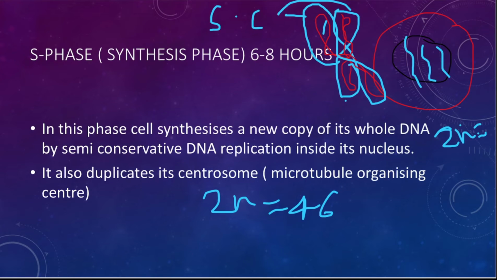You can see both the chromatids are joined together at the centromere or kinetochore. They are not separate chromosomes. They are sister chromatids in one chromosome. So the number of chromosomes is not increasing. It's 2n here also, but the content is increasing. The content is doubling. It means the DNA content is going to be 4c. It was 2c in G1 phase. It is 4c in S phase.